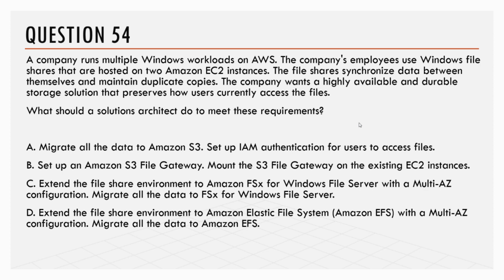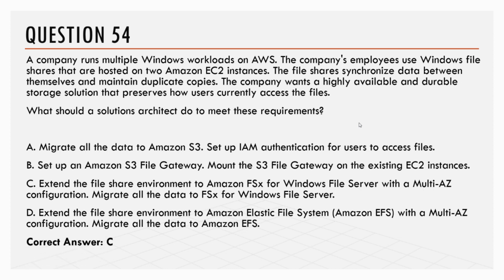And the options are A. Migrate all the data to Amazon S3, set up IAM authentication for users to access files. Option B. Set up an Amazon S3 file gateway, mount the S3 file gateway on the existing EC2 instances. Option C. Extend the file share environment to Amazon FSx for Windows File Server with a multi-AZ configuration. Migrate all the data to FSx for Windows File Server. Option D. Extend the file share environment to Amazon Elastic File System with a multi-AZ configuration. Migrate all the data to Amazon S3.